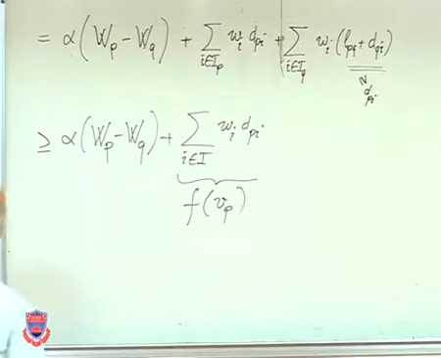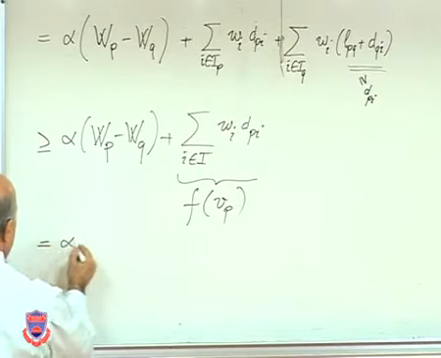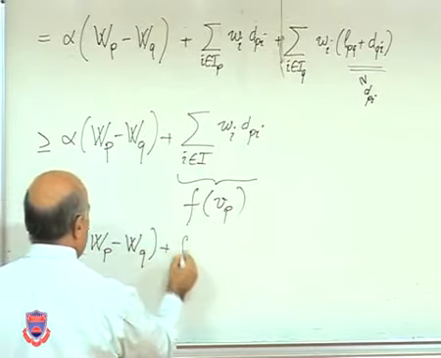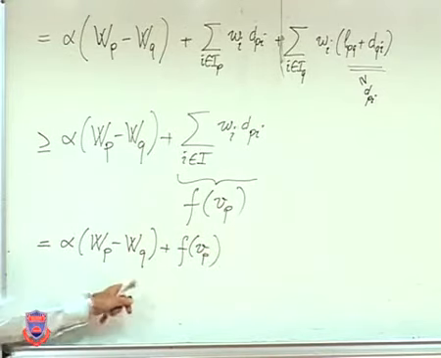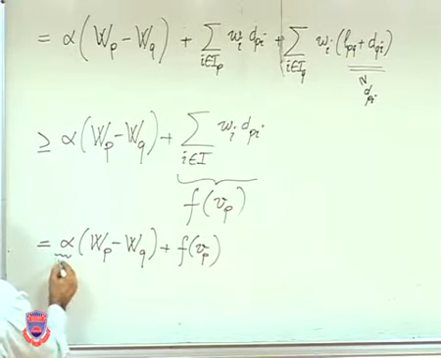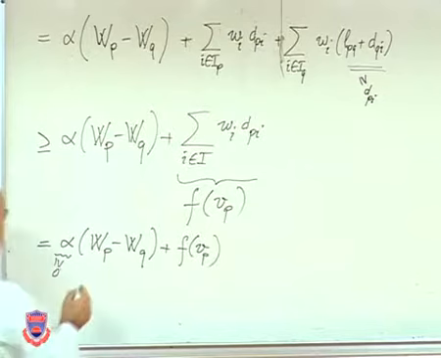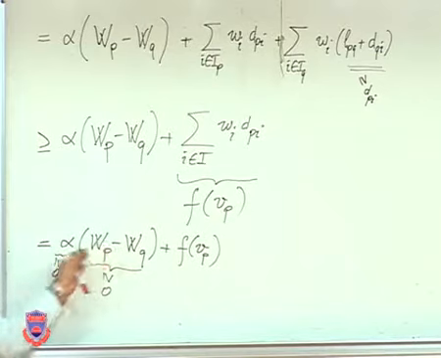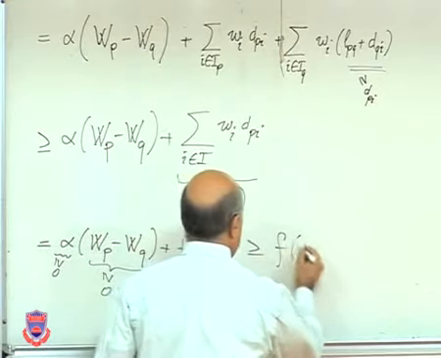So this is equal to alpha times (WP minus WQ) plus f of VP. Now, what do I know about this part? I know alpha is non-negative, unless alpha is 0. This one, by assumption, WP is greater than WQ, so this part is greater than or equal to 0. So we have a non-negative number here. If I drop that, the entire thing is greater than or equal to f of VP.